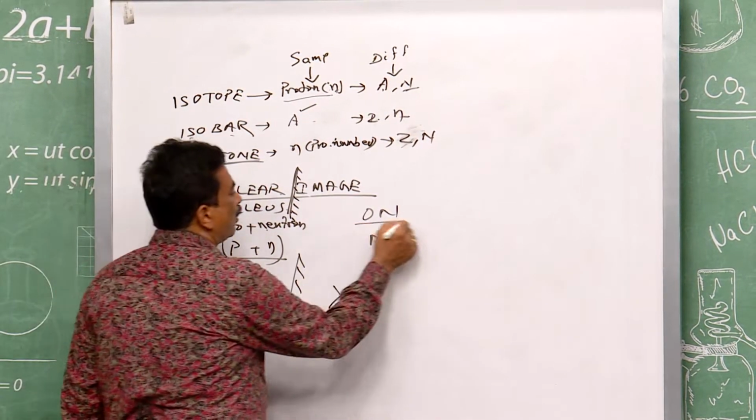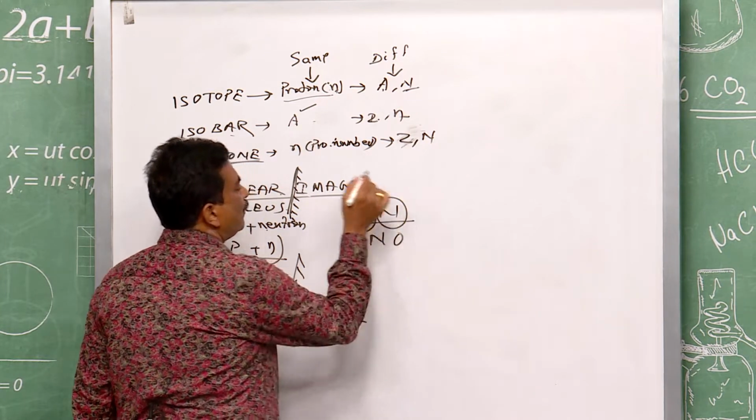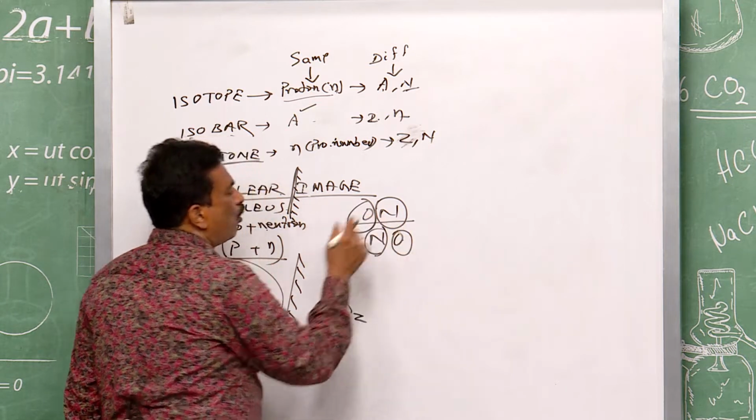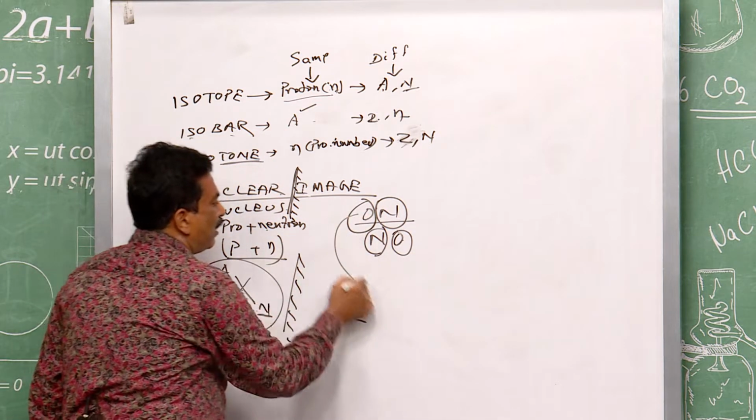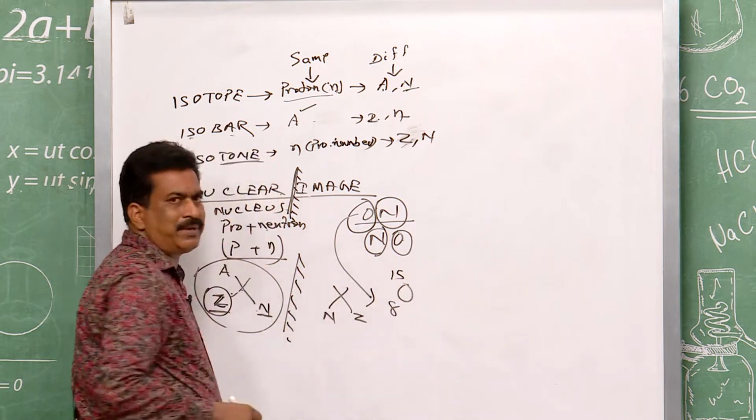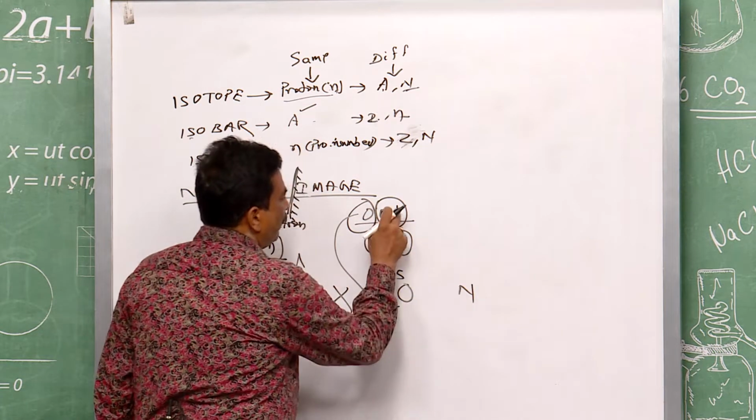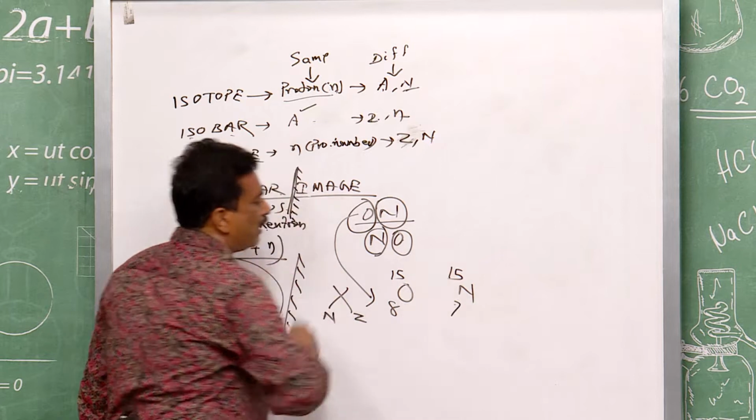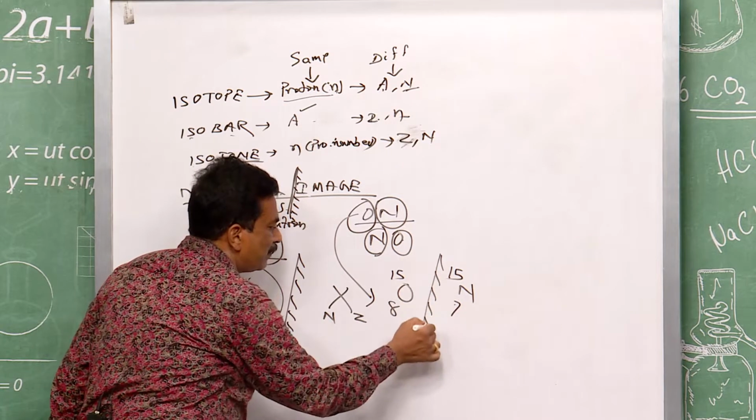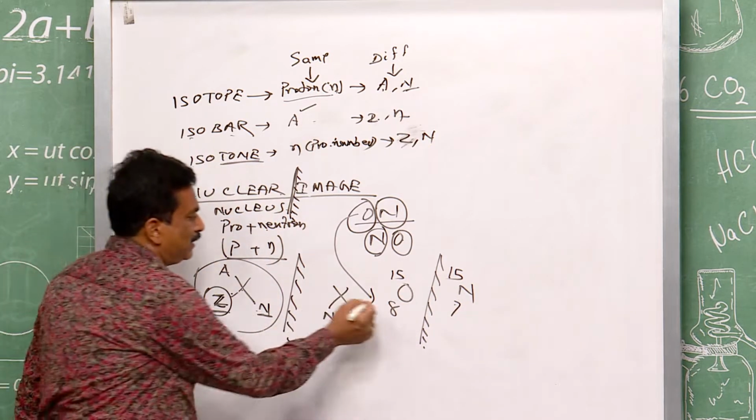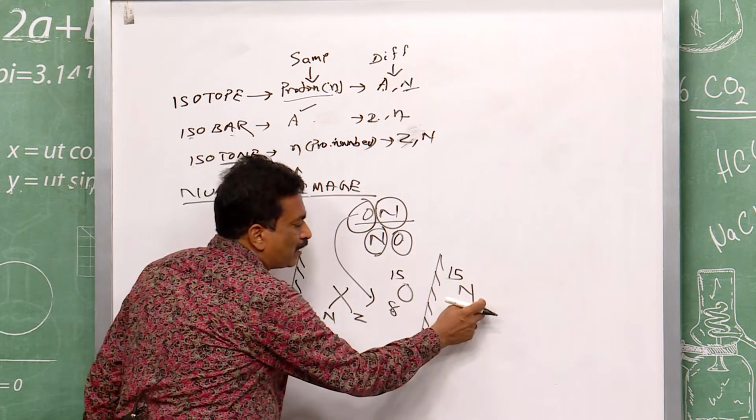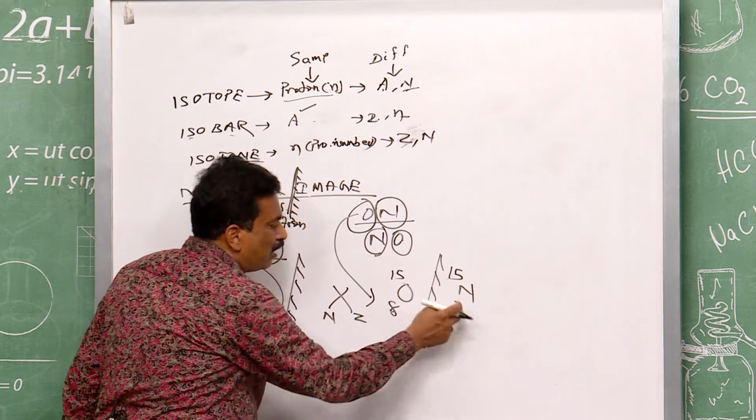If it is ON, O means oxygen, N means nitrogen. If you remember it as NO, then N is nitrogen, O is oxygen. For oxygen, that is O, this is 8, this is 15. Another one is N, nitrogen, that is 7 with 15. And if a mirror is there, as I said, then what will happen? This 8 means this is the proton. This proton will become the neutron, and this neutron will become the proton.